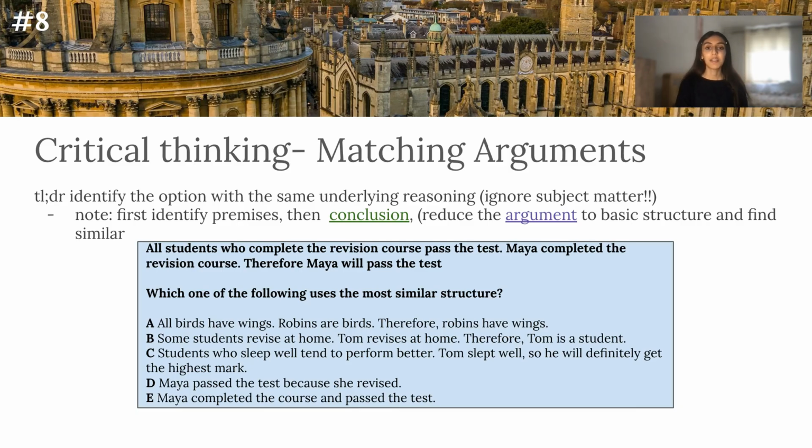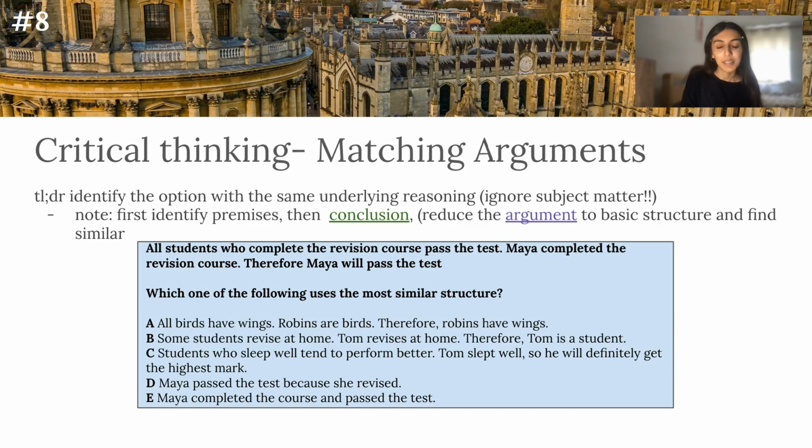So if we look at the passage, we can see that the original structure is essentially saying that all A are B. So A is like the students and B is passing the test. And X is A, so Maya is a student. Therefore, X is B, so therefore Maya will pass the test. So we can go and mimic this with A. So as you can see, all birds have wings. Robins are birds, therefore robins have wings. So essentially, all A are B, X is A, therefore X is B. So if you can tell already, it literally has the same sort of structure.